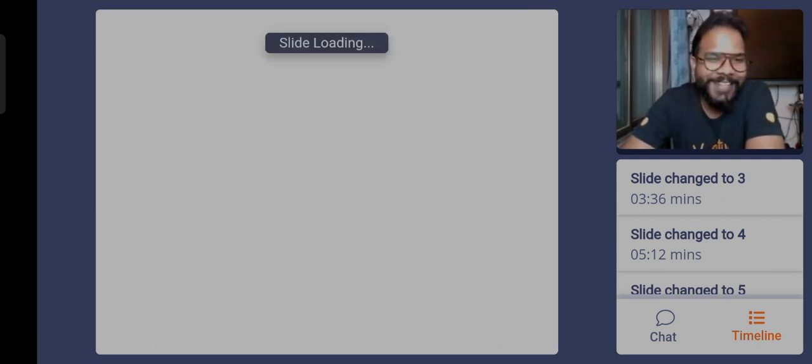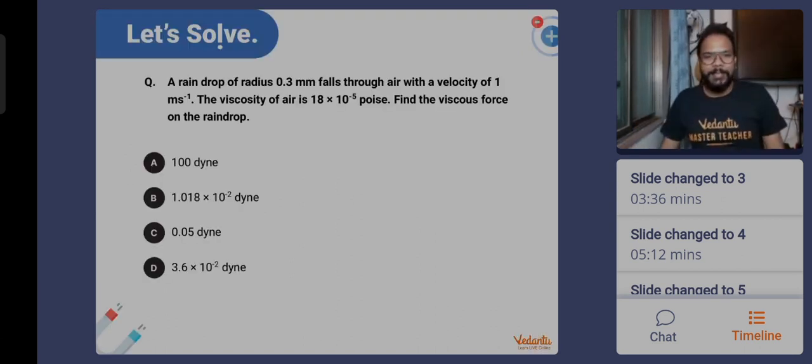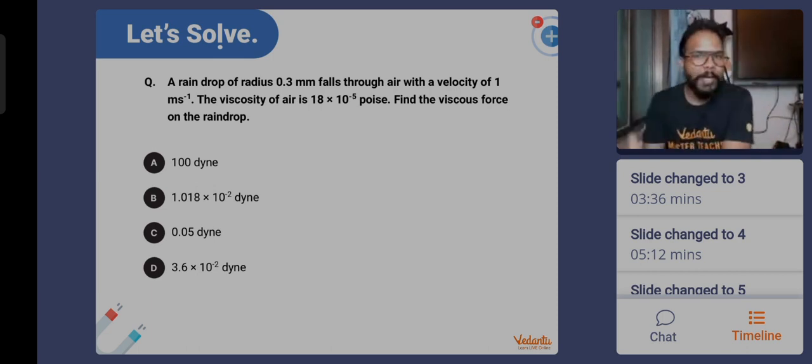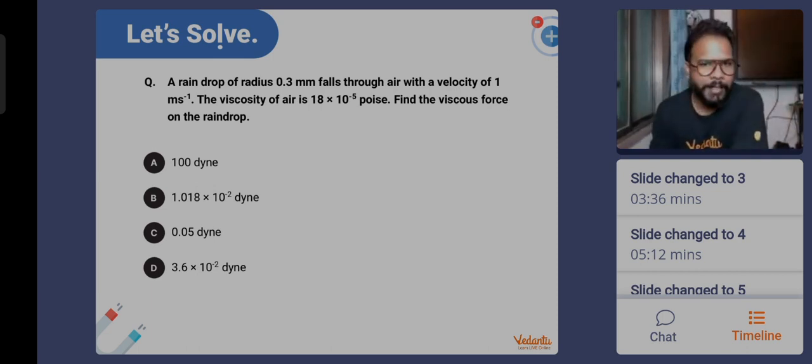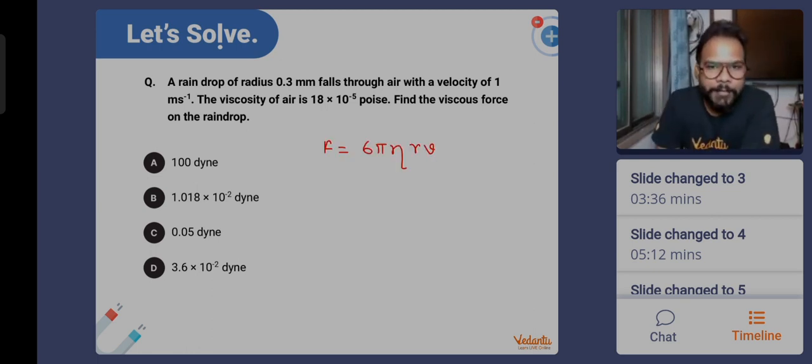Okay, everybody, let's have a look at a few questions based upon this. A raindrop of radius 0.3 millimeter falls through air with a velocity of 1 meter per second. The viscosity of air is given to us, that means the eta value is given. Find the viscous force on the raindrop. That means we want to find F, which is equal to 6 pi eta RV. We have been given the value of eta.